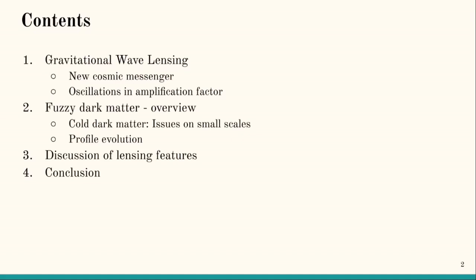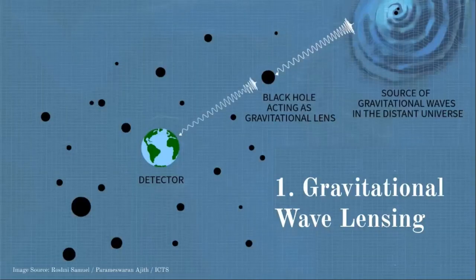Firstly, I'll discuss why gravitational wave lensing is a promising tool, and then I will discuss the quantity which we are usually interested in, which is the amplification factor. For completion, I'll give a very quick overview on what fuzzy dark matter is, and finally discuss the lensing features of FDM and how these things are different from a regular point profile. So beginning with gravitational wave lensing.